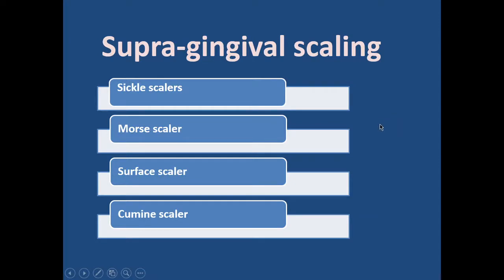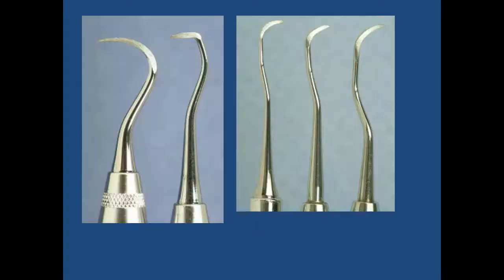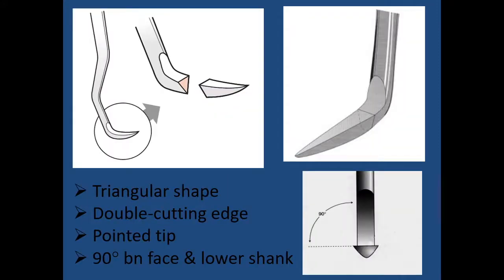So we will move to the scaling instruments. Number 1, supragingival scalers and subgingival scalers. Supragingival scalers include sickle scalers, Morse scalers, surface scalers, and Cumine scalers. A sickle scaler like this, and its action is mainly interproximal like this. It has unique characteristics: it is triangular in shape and has double cutting edges and a pointed tip. And concentrate on this pointed tip.